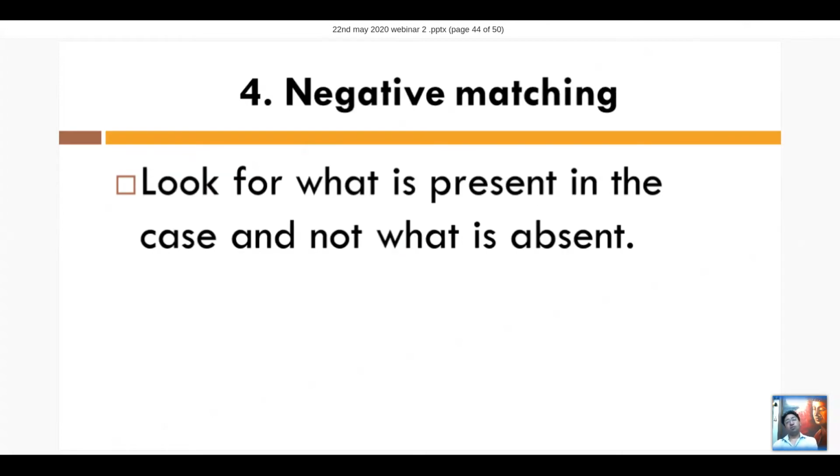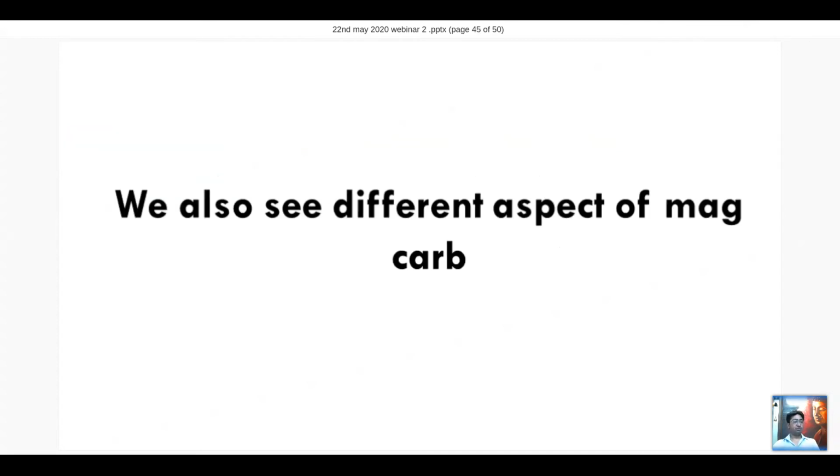And one mistake we often make is negative matching. Look for what is present in the case and what is absent, right? Many times we make the mistake of eliminating a remedy because of information which is absent in the case. For example, if we are thinking about Pulsatilla and we say the patient is not weeping, right? If we are thinking about Natrum muriaticum and the patient weeps in front of you, or he does not have a salt desire. So this is very important. You must not negatively match, you have to evaluate what you have in front of you.